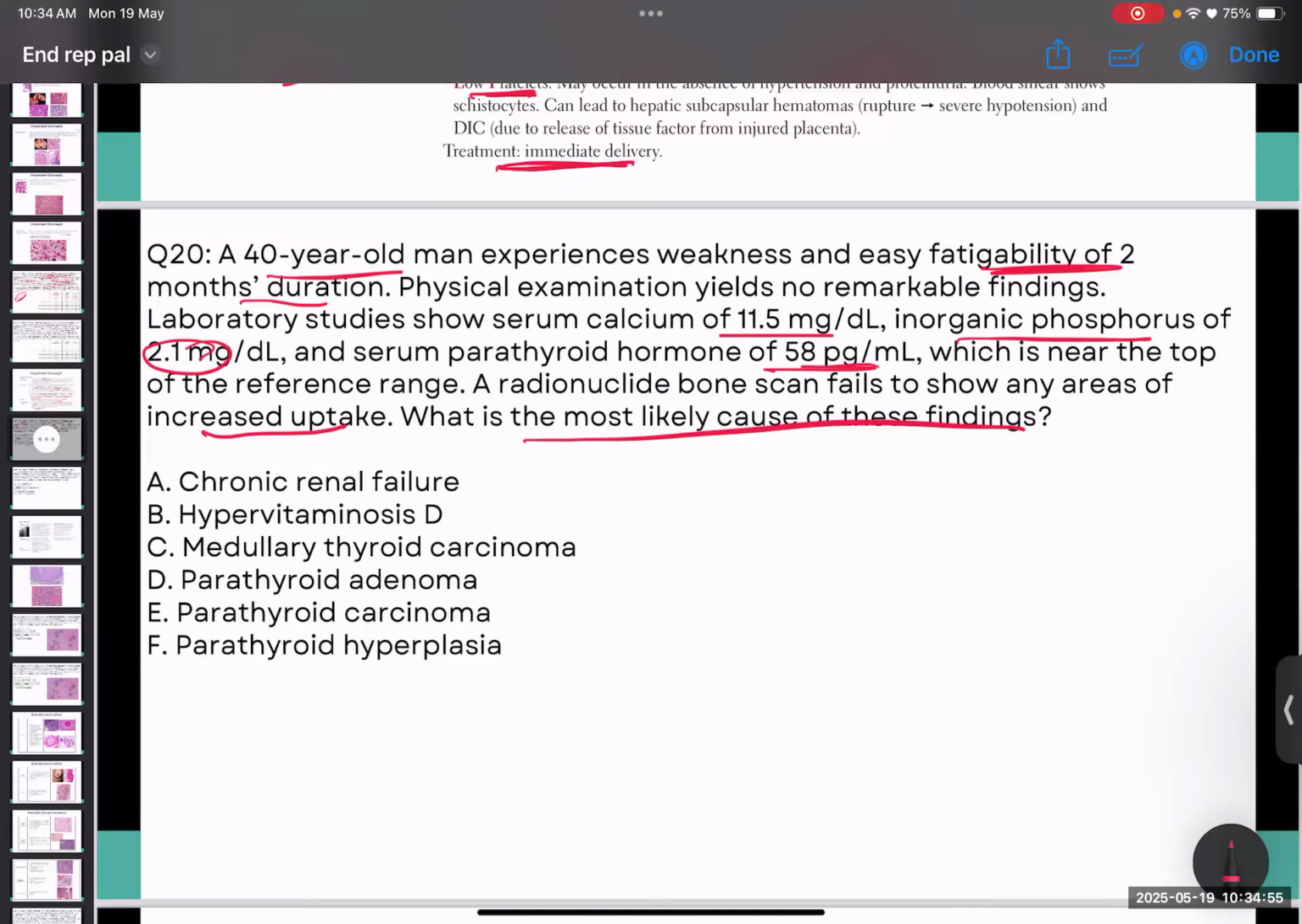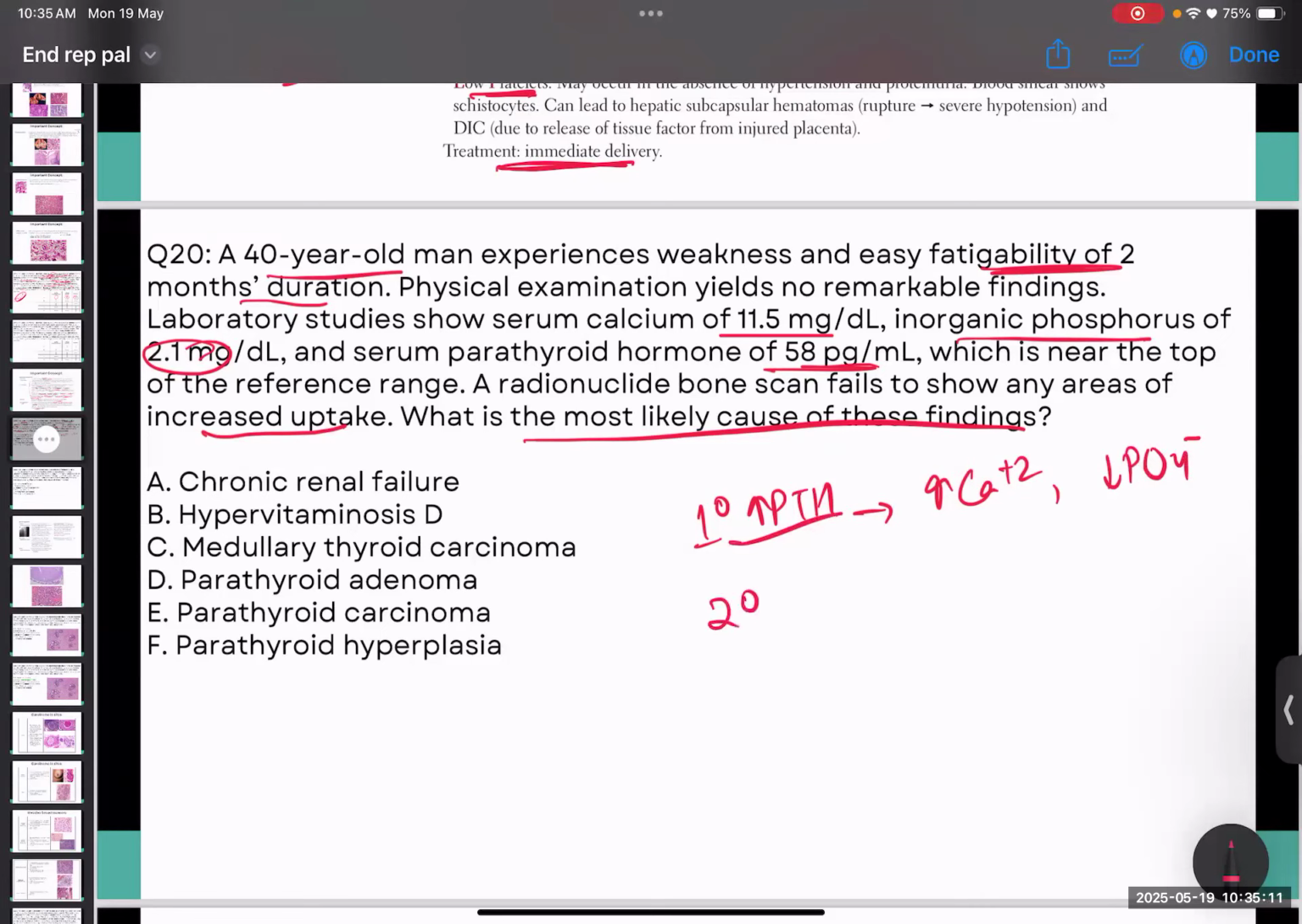So this is a classic case of primary hyperparathyroidism. The reason I'm saying it's primary is because PTH is elevated, and that leads to elevation of calcium levels and decrease of phosphate levels. So I know it's primary.